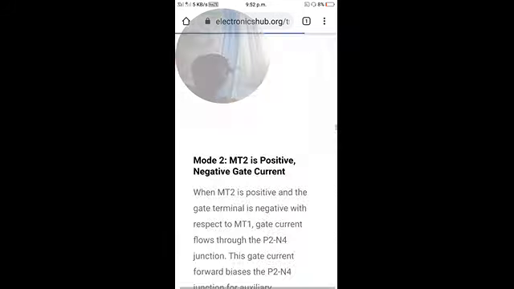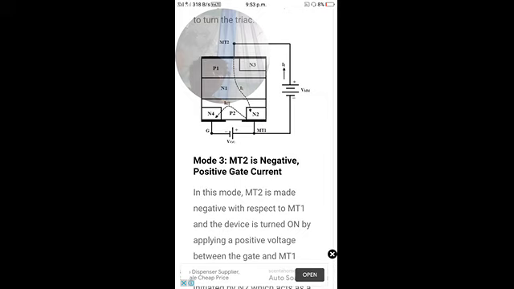Coming to mode 3 of operation, now MT2 is made negative with respect to MT1. Because of this change in the biasing voltage, there is a change in the biasing condition of the junctions J1, J2 and J3. Now we will see the biasing of the junctions J1, J2 and J3. Here J1 and J3 will become forward biased, but J2 is reverse biased. Let us see how the biasing changed.